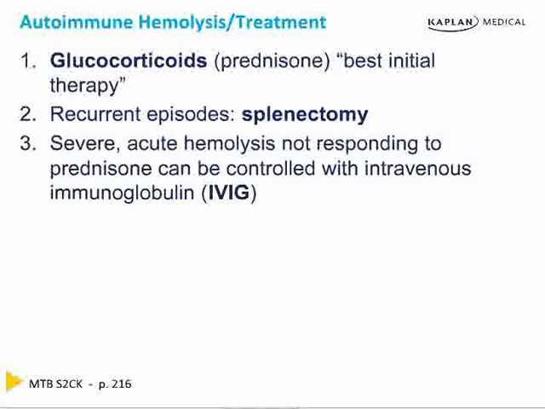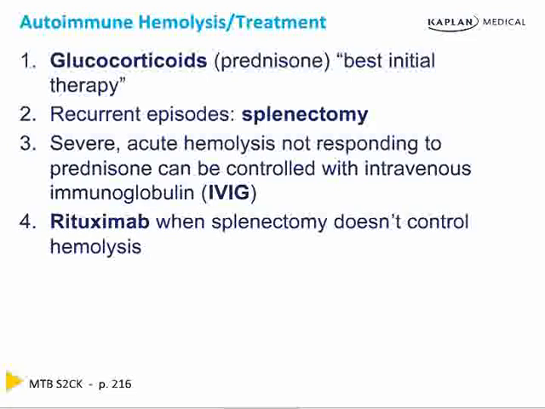Now, when the question describes somebody who you give steroids and they continue to hemolyze, and you give them transfusion, you give them steroids, and they continue to hemolyze, severe acute hemolysis not responding to prednisone is controlled with intravenous immunoglobulins, and rituximab is sometimes used when splenectomy won't control the hemolysis. Rituximab gets rid of the lymphocytes that make the autoantibodies.